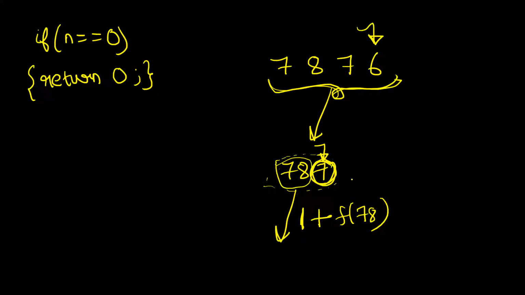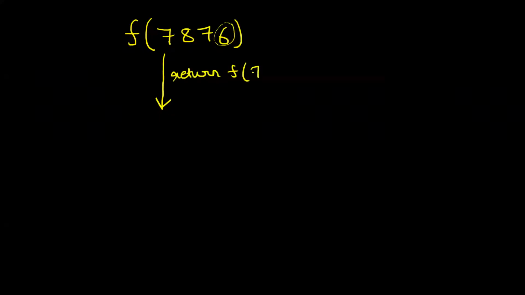Okay? I'll try to explain. So we have a function f. Let's call it function f. This will take an integer and it will tell me how many sevens are there in this particular integer. So first of all, I check the last digit. It is 6, right? So if the last digit is not 7, can I say the total number of sevens in 7876 is as simple as the total number of sevens in 787? So now this f on 787 will start running.